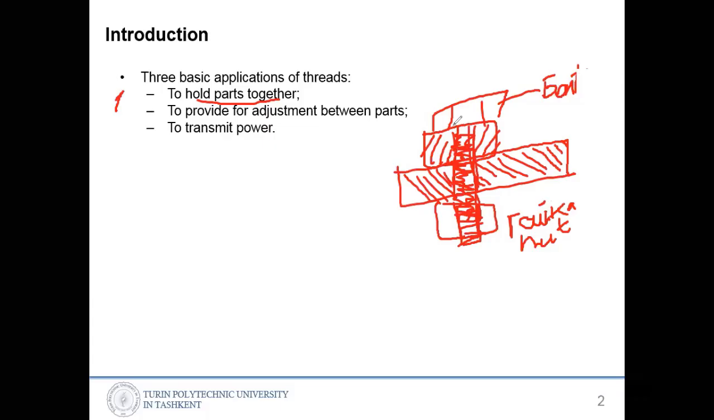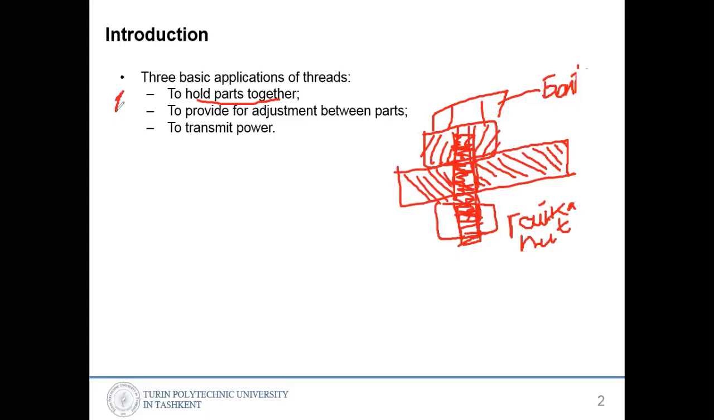So the threading itself. We need to hold parts together. So it's three applications. The first one is to hold parts together. You can weld it, or instead of welding, you can glue it. You can use glue, or you can have a threading application. You can have bolt and nuts to hold two parts together.